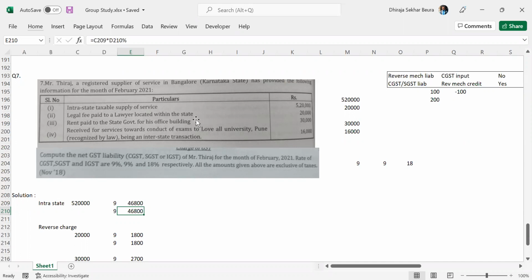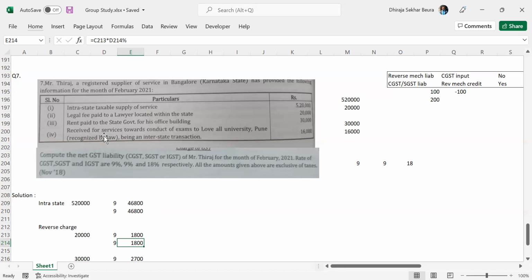You have received the service, but it comes under reverse mechanism, which we are just discussing. So this service comes under reverse mechanism, and because of that you will have to pay tax on it. Otherwise, you would not have to. So 20,000 under reverse charge mechanism, 9% CGST and 9% SGST comes to 1,800. This is what reverse charge mechanism is. You have to pay tax on it now.